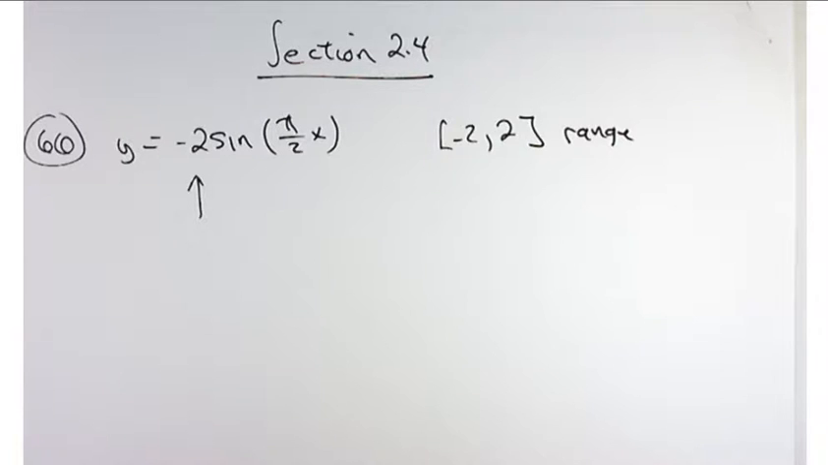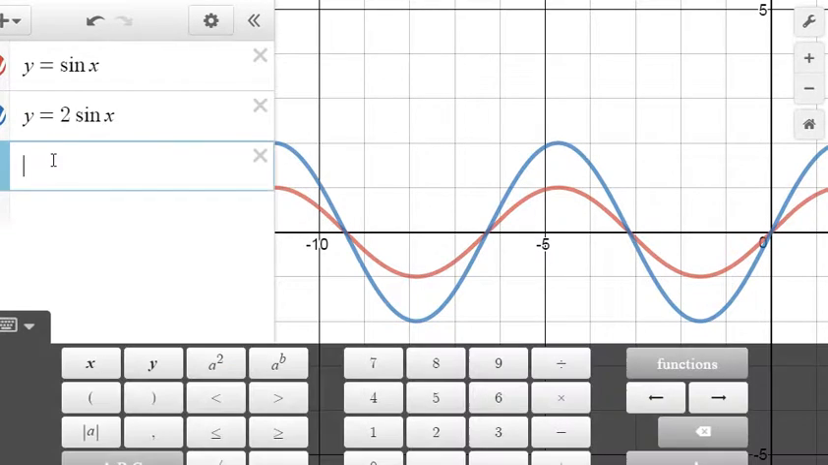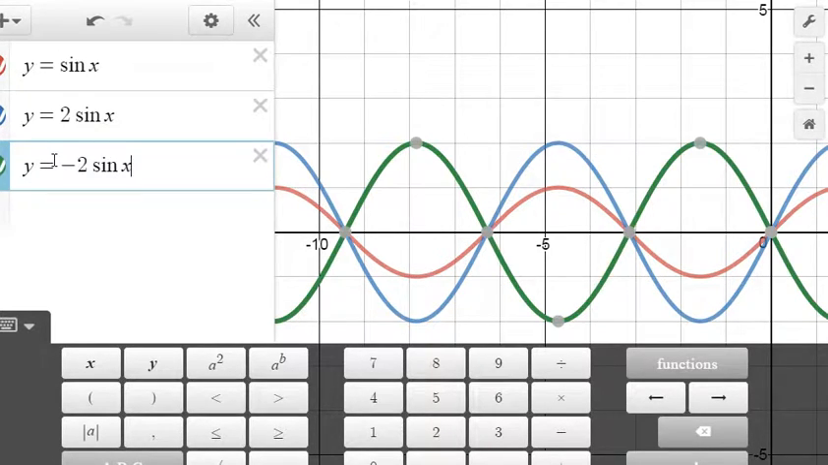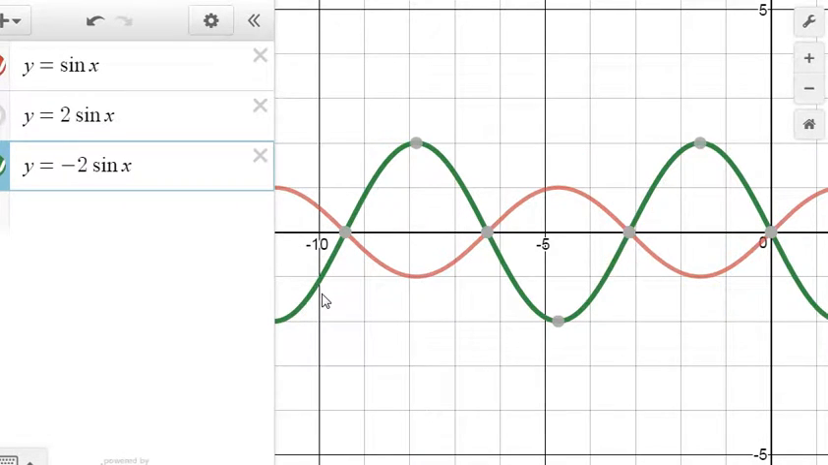Now the coefficient here wasn't just 2, it was really negative 2. So what's a negative going to do when I add it to this graph? Yeah, it's going to flip it. So if I do y equals negative 2 sine of x, then it's going to flip it. This is getting a little too busy, so let me get rid of the other one. But now we're doing two things. You're flipping it and you're stretching it.